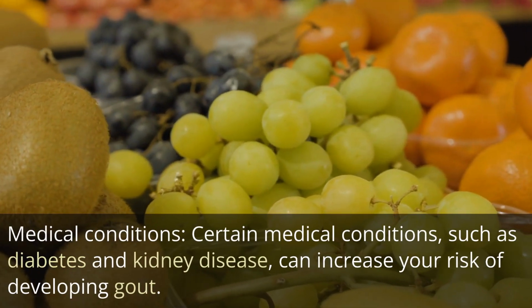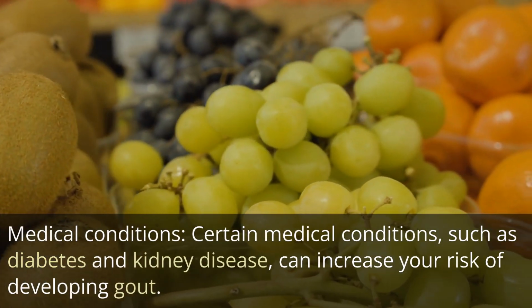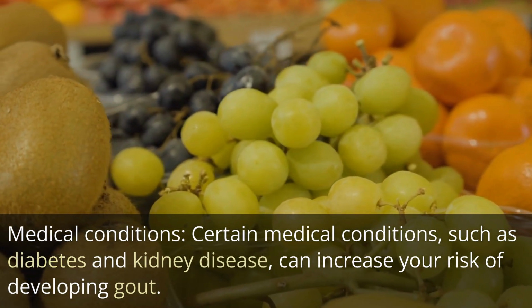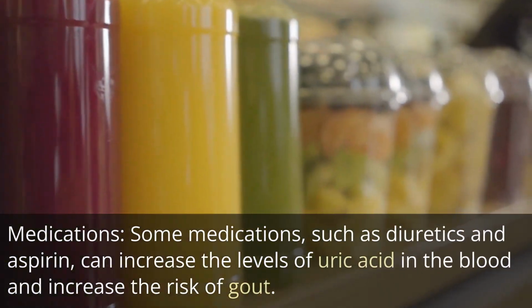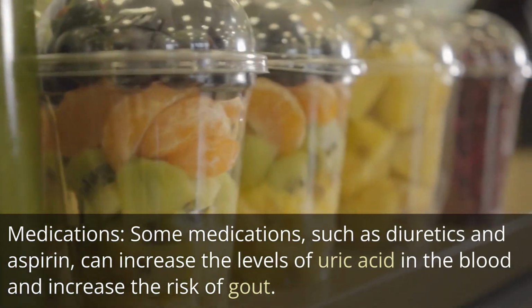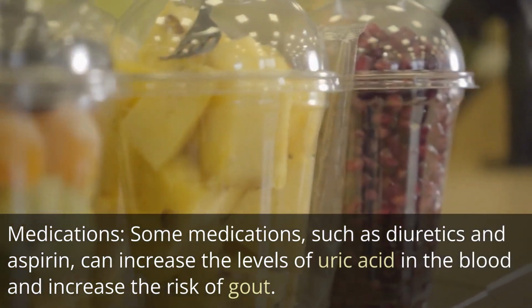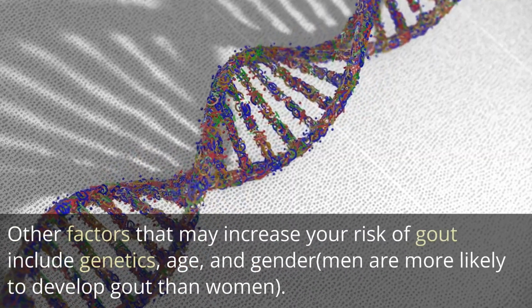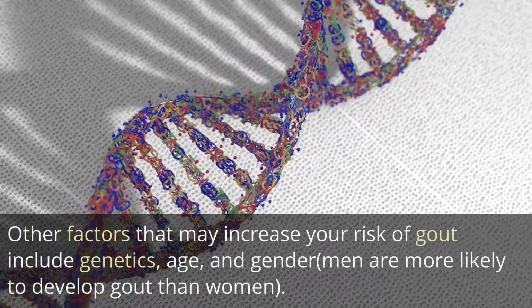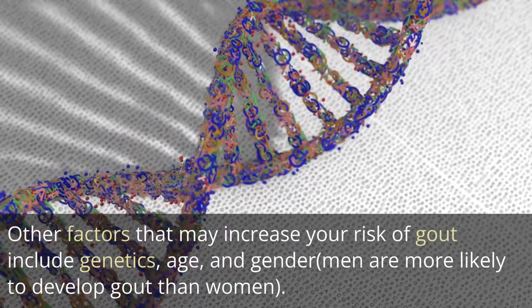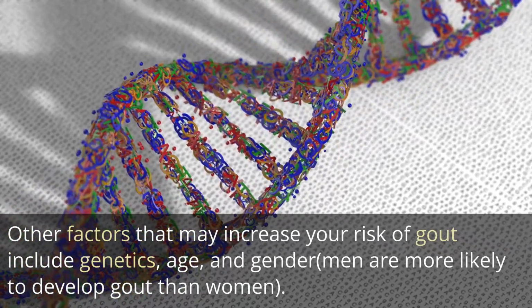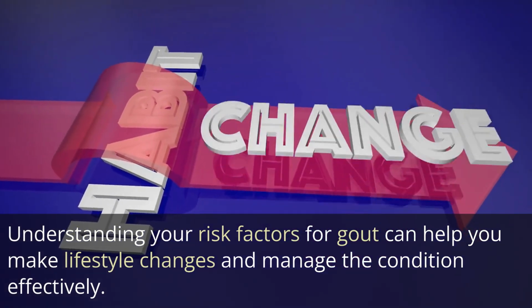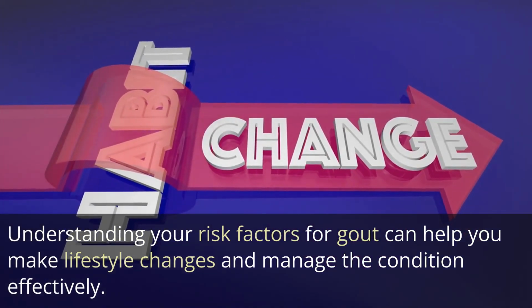Medical conditions. Certain medical conditions, such as diabetes and kidney disease, can increase your risk of developing gout. Medications. Some medications, such as diuretics and aspirin, can increase the levels of uric acid in the blood and increase the risk of gout. Other factors that may increase your risk of gout include genetics, age, and gender. Men are more likely to develop gout than women. Understanding your risk factors for gout can help you make lifestyle changes and manage the condition effectively.